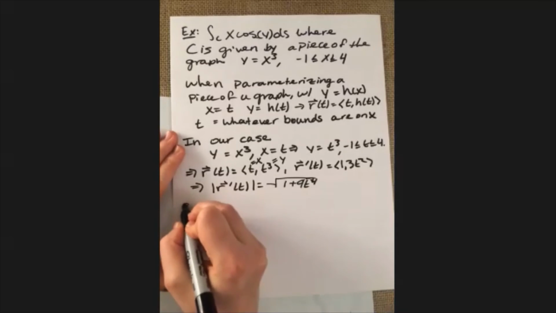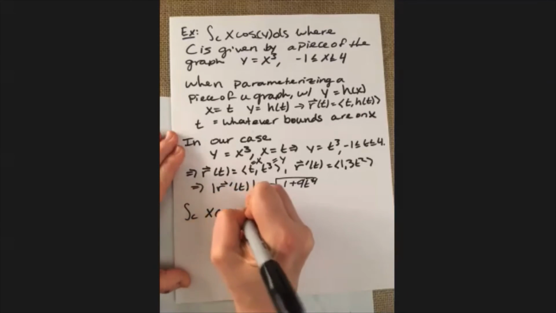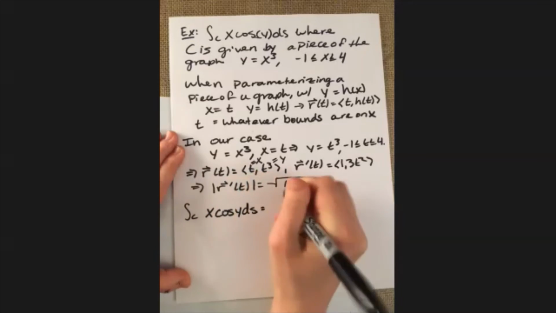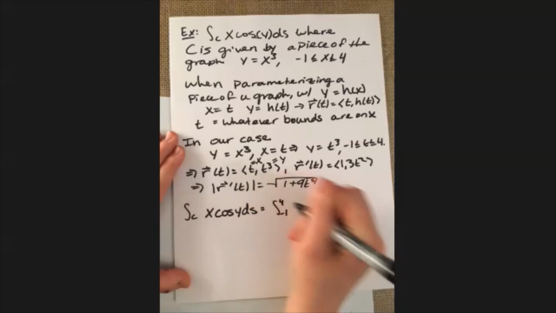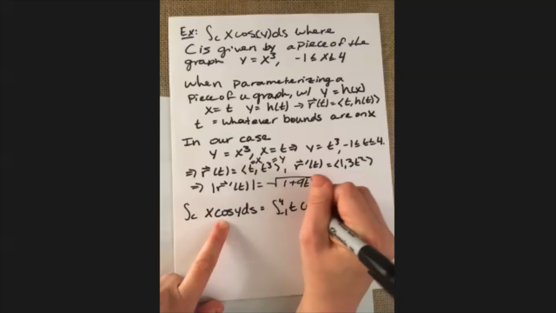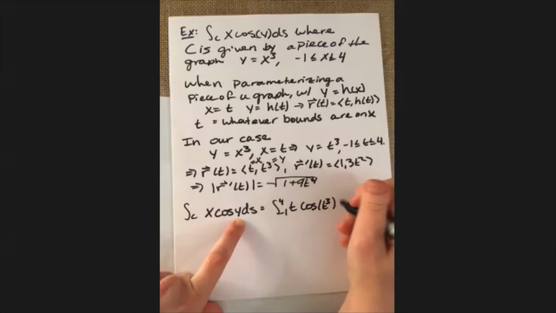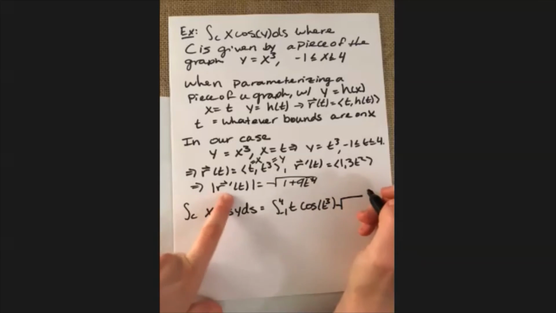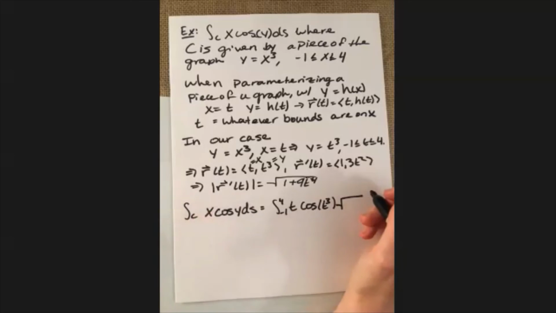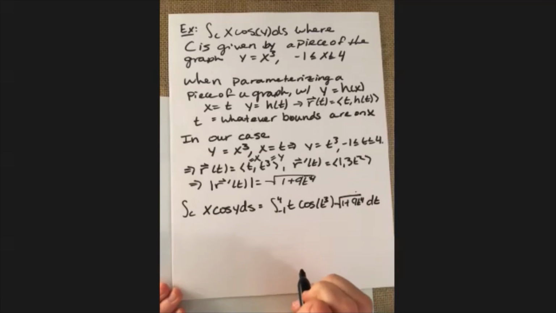So our integral over a curve c of x cosine of y ds is now going to become the integral from -1 to 4, because those are our bounds on t. And then t goes in for x. We get cosine of t cubed. And then we multiply by the length of r prime of t here. And we get root 1 plus 9t to the 4th dt. Okay.